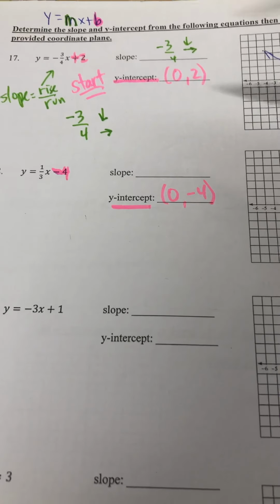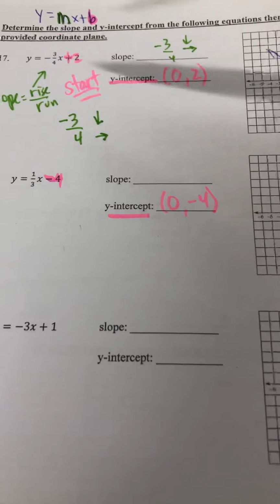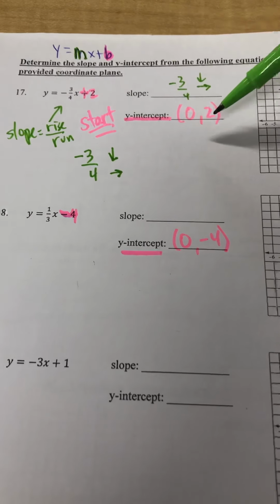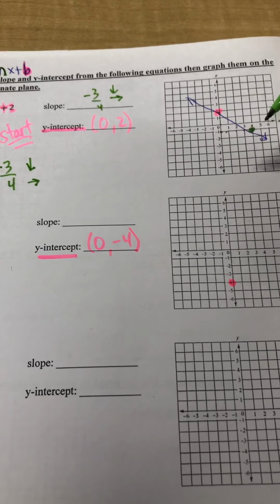This is graphing a line from an equation, a linear equation. So right here we can see that we're going to start with our y-intercept and then use our slope to get 2 points so that we can draw a line.